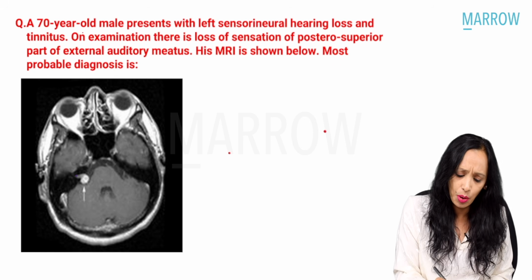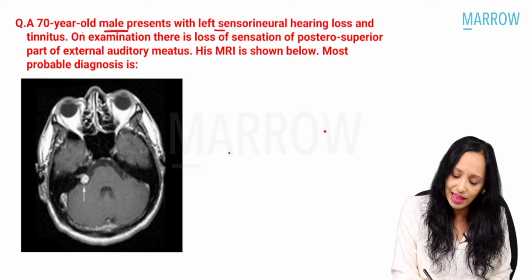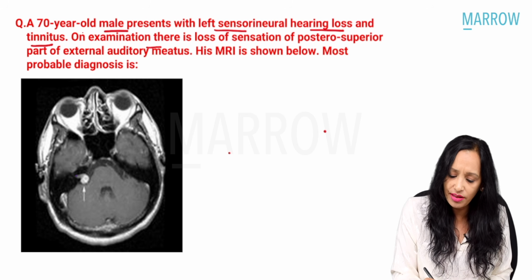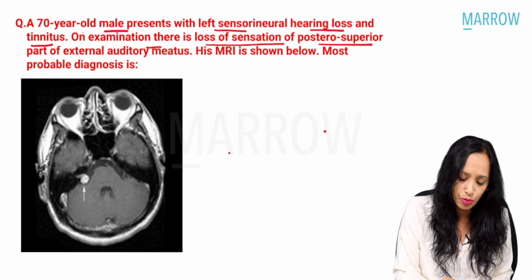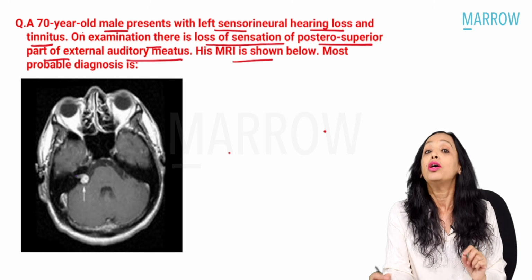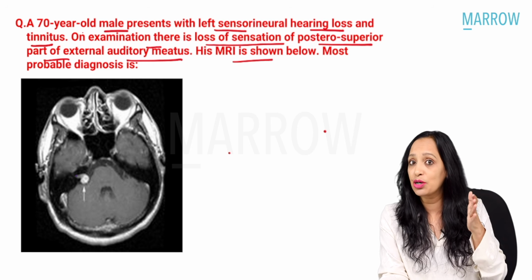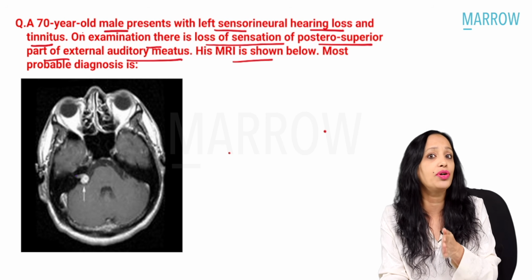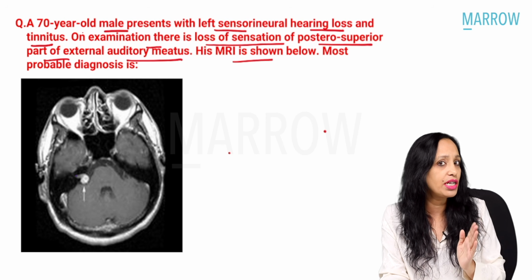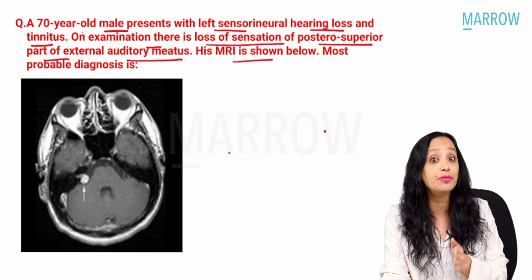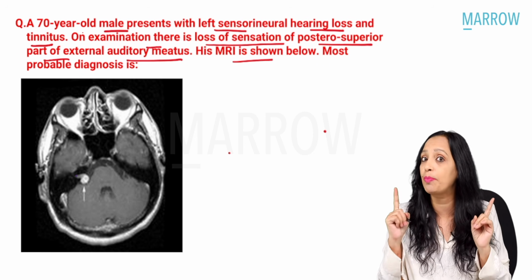A 70-year-old male presents with left sensorineural hearing loss and tinnitus. On examination, there is loss of sensation of the posterior superior part of external auditory meatus. MRI is shown below. Whenever it is a question which says an elderly with unilateral sensorineural hearing loss, in elderly, what hearing loss do we expect? We expect sensorineural hearing loss, which is presbycusis, and presbycusis is always bilateral.